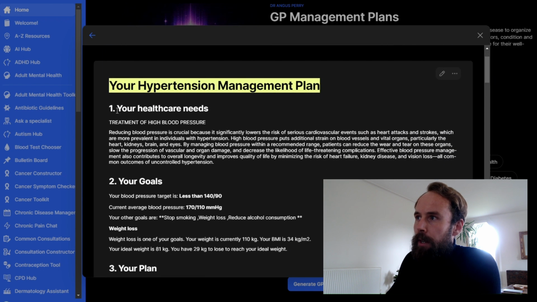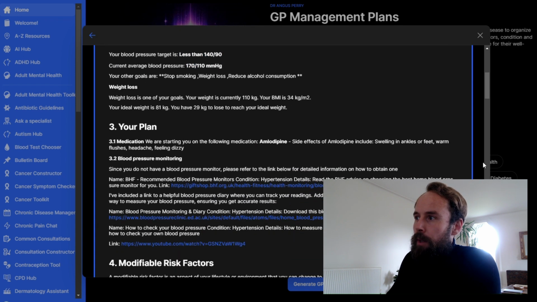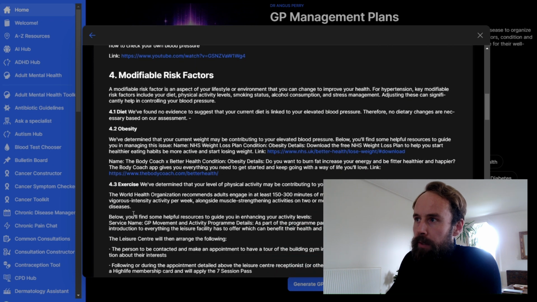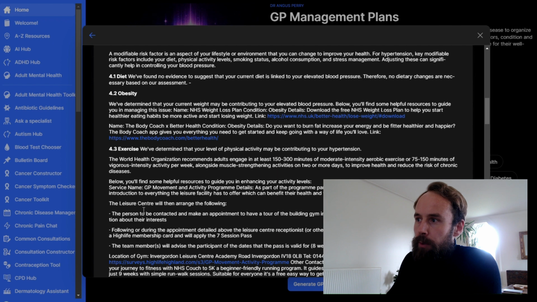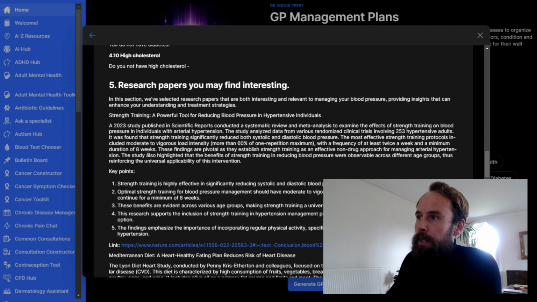So it's got the healthcare needs, which is the management of blood pressure. We've got the goals here and their current blood pressure, and of course all their secondary goals as well. So we then go on to the plan. So these are all the links to the blood pressure monitors and the things that we selected. All the risk factors. So it's produced all this text for the patient to read, which contains detailed information about all their risk factors. And then, of course, here are the scientific papers.